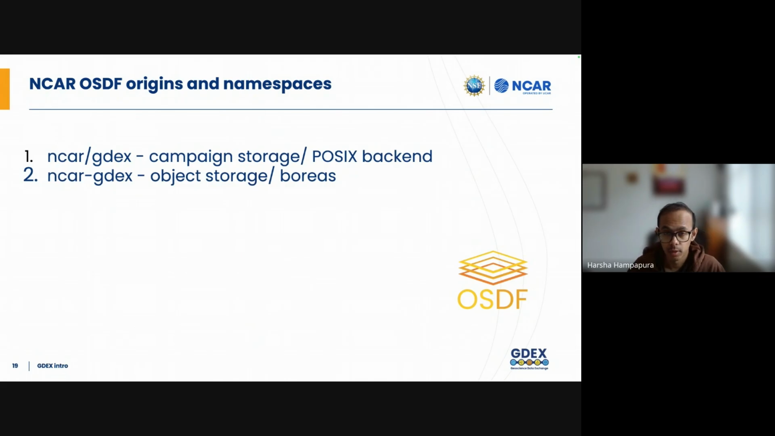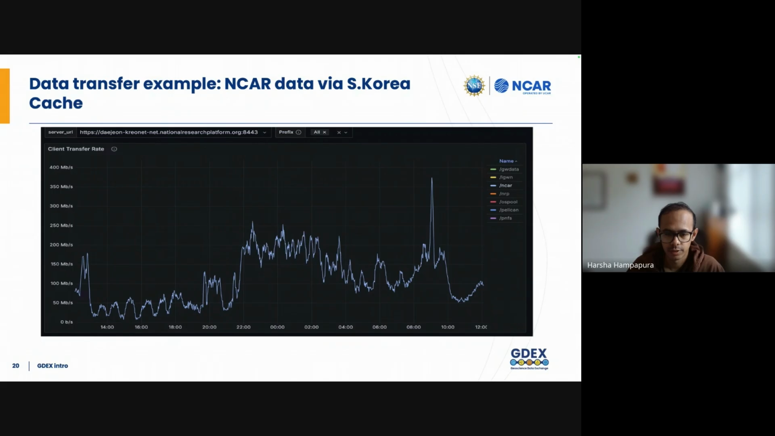NCAR has multiple OSDF origins. There is an NCAR/GDEX origin that talks to our campaign storage or POSIX backend, and NCAR-GDEX, which talks to our object storage. So these are two different OSDF origins that have been deployed, and we also have a cache. Here is an example of NCAR's data flowing through a cache that has been installed in South Korea. Now, this is a plot from last year. Obviously, more data has flown since then.